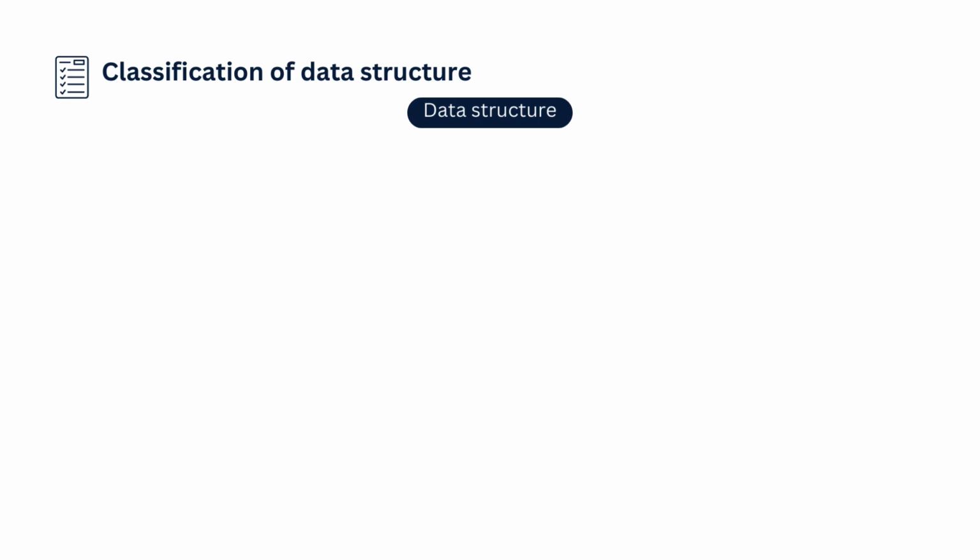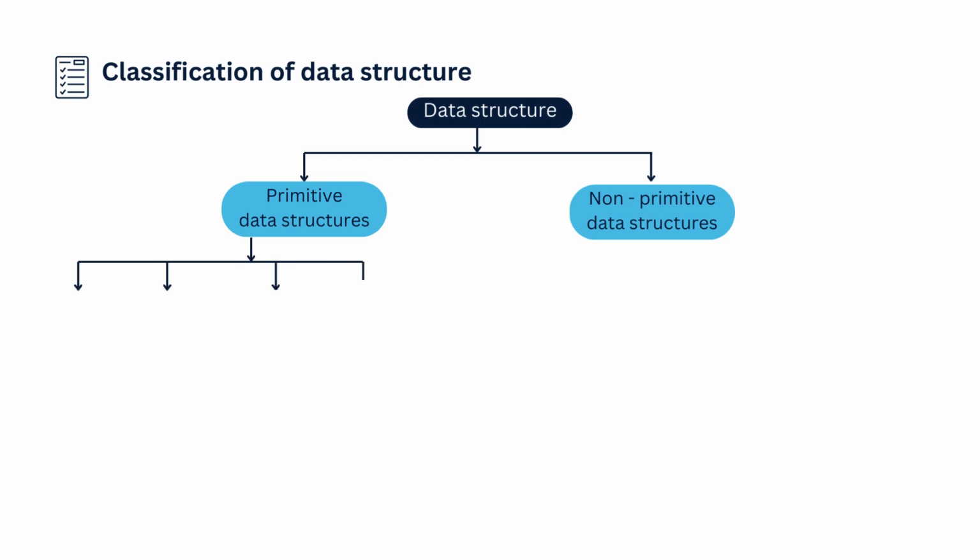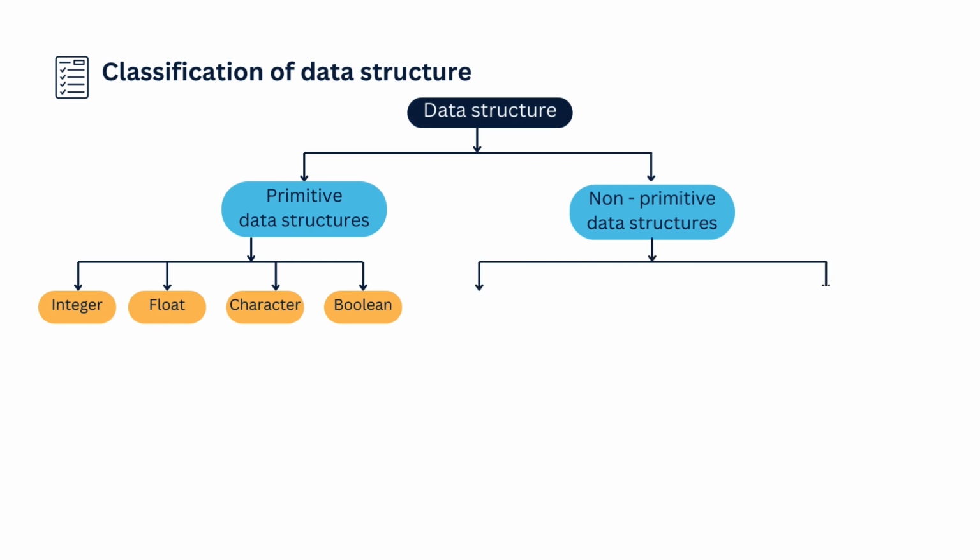As we already know, data structures are classified into two types, that is primitive data structures and non-primitive data structures. The primitive data structures are classified into four types. They are integer, float, character, and boolean. And non-primitive data structures are classified into two types, which are linear data structure and non-linear data structure.